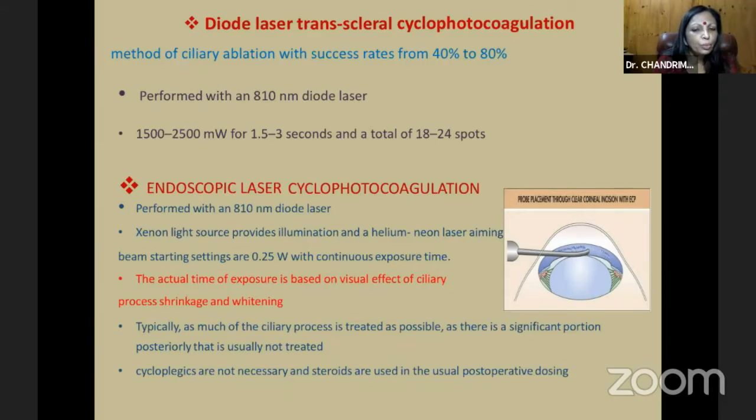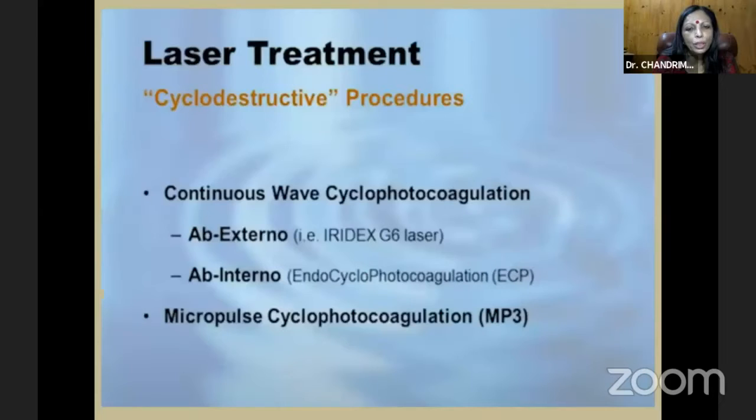The actual time of exposure is based on visual effect of the ciliary processes shrinking, and you can see the whitening. Typically, as much of the ciliary process is treated as possible, as there is a significant portion posteriorly that is actually not treated. So cycloplegics are not necessary, and steroids are used in the usual post-operative dosing.